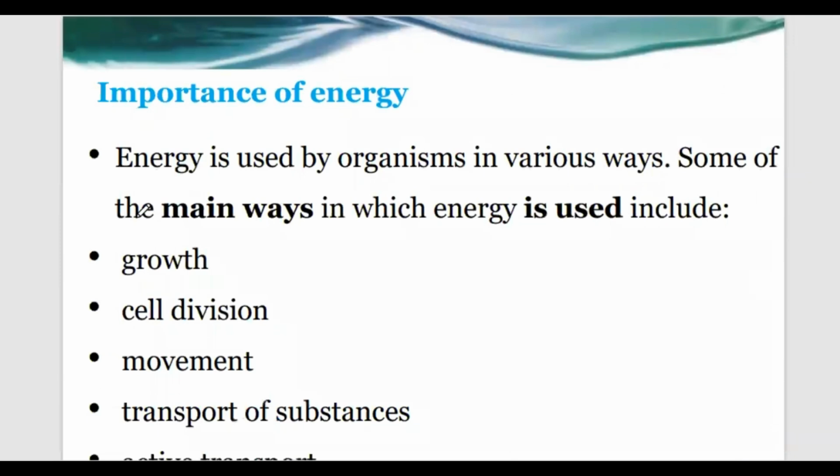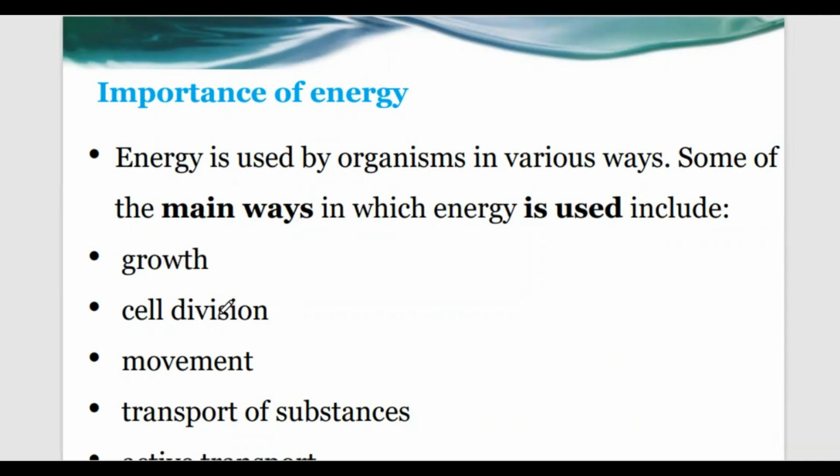So what are some of the importance of this energy? Why do we need energy in our bodies? Number one, energy is used by organisms in various ways. Some of the ways include growth. Growth requires energy. Why does it require energy? Because there are so many processes which are active, and any active process requires energy. Where is this energy coming from? It comes from respiration. Then number two, cell division.